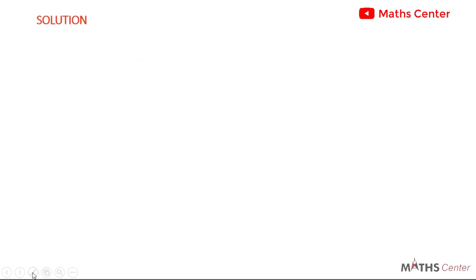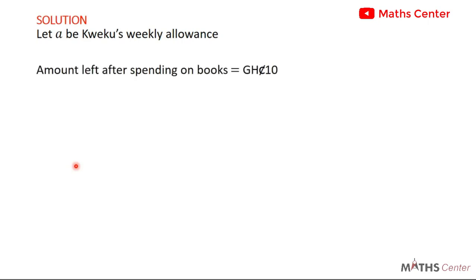The first thing we have to do is let a variable represent the weekly allowance, since that is the main thing we have to find. So we let A represent the weekly allowance. We know the amount of money left after spending on books is 10 Ghana cedis, which is in terms of actual money. So we need to find the amount left after spending on books in terms of fractions, so that we can equate it to this.